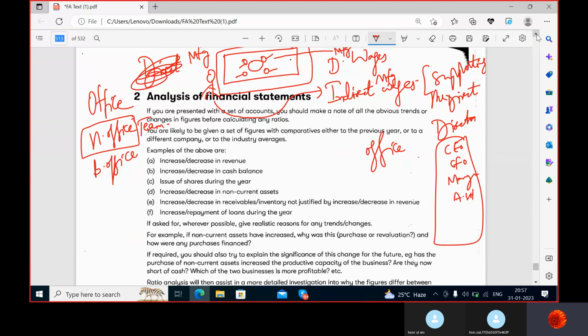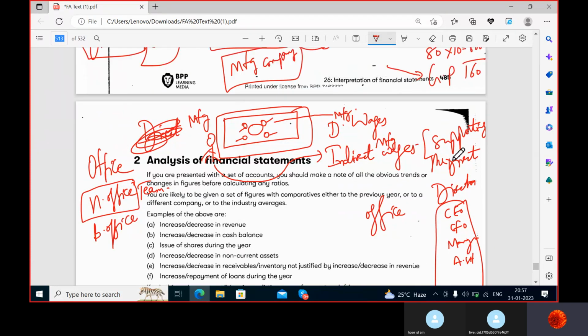So are they directly involved in the production activity? Please tell me. Are they involved in this production activity? Are they involved? But still they are associated with this manufacturing. Still they are associated with this activity or not?